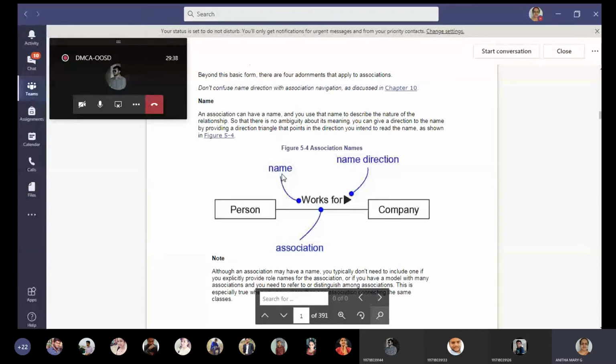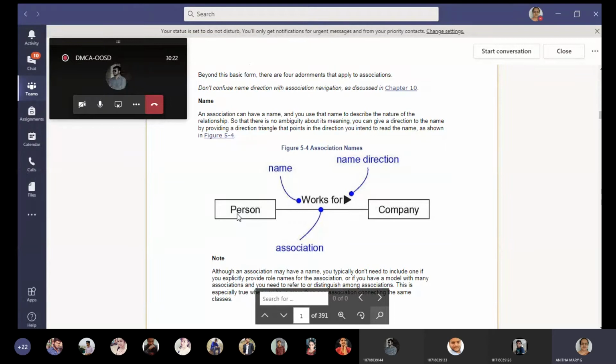Along with name, direction can also be given. If direction is not there, you see person works for company, but we could also say company works for person, which is wrong. When you want to specify only one direction, unidirectionally, you can give a direction. Then only person works for company is correct. Company works for person would not be associated, because it's not directed and we are not specifying that.